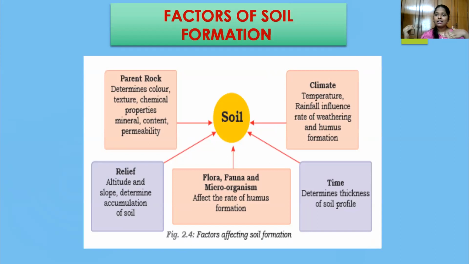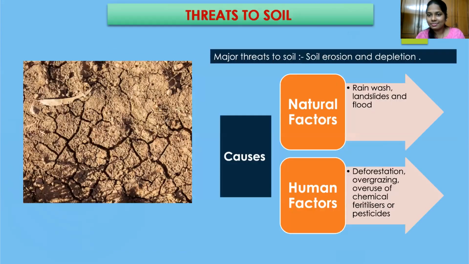We know that with time soil erosion takes place. It's a natural process, right? So with time it determines the thickness of the soil. Then we have the threats. Even soil has threats. What is the major threat? Soil erosion and depletion of the quality of the soil.